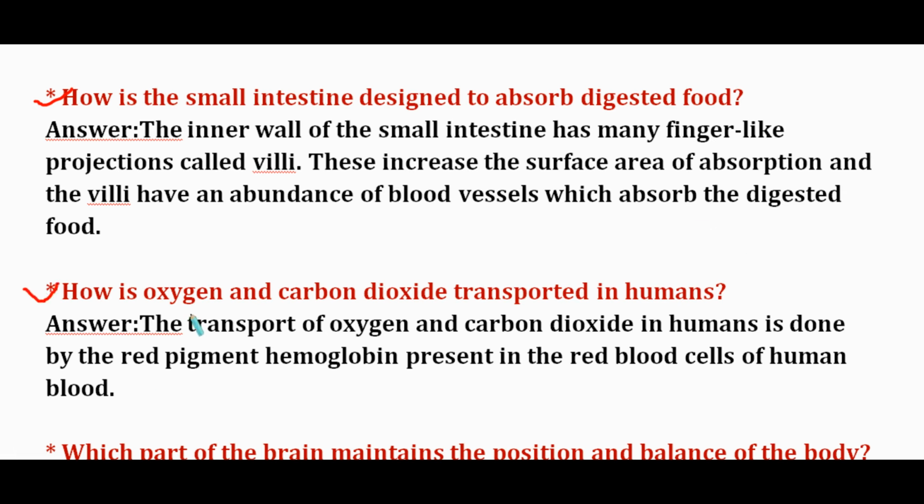Next question is, how are oxygen and carbon dioxide transported in humans? The transport of oxygen and carbon dioxide in humans is done by the red pigment hemoglobin present in the red blood cells of human blood.